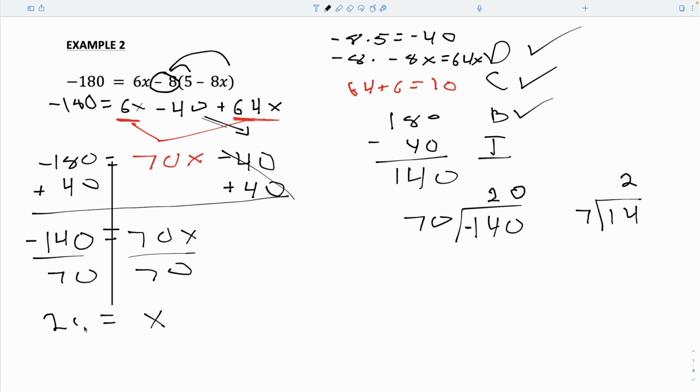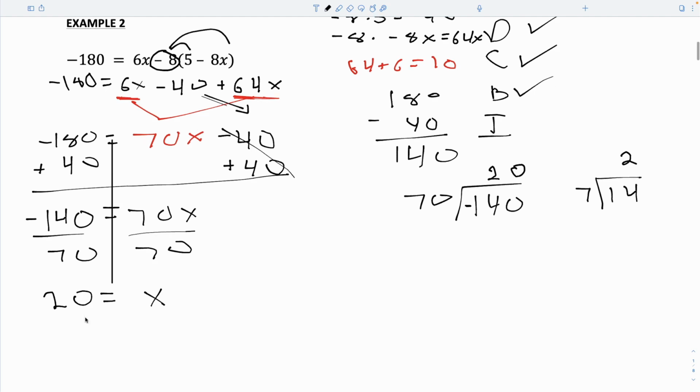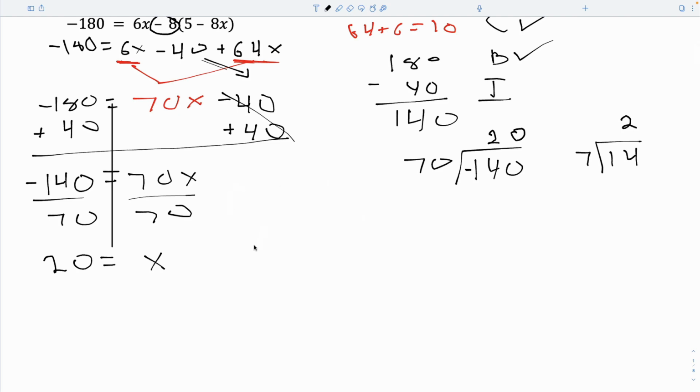20. Agree with that? Silent yes, disagree, silent no. Is it 20? Maddie, what do you disagree with? Oh, you're right. What am I doing? It's not 20. It is 2. 70 times 2 is 140.